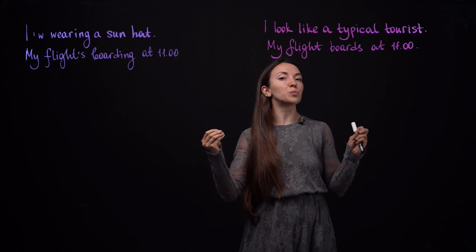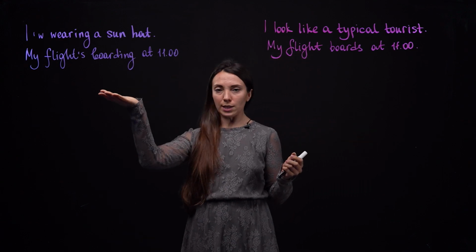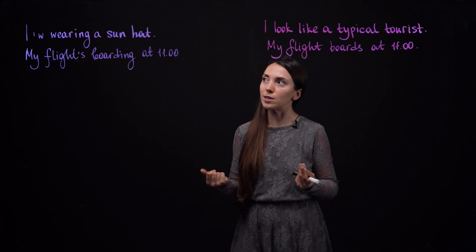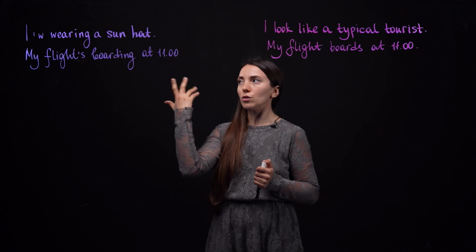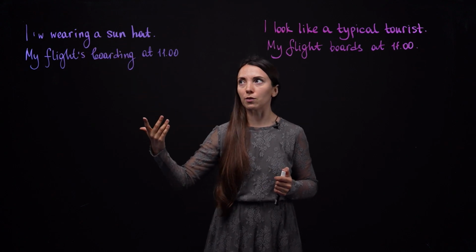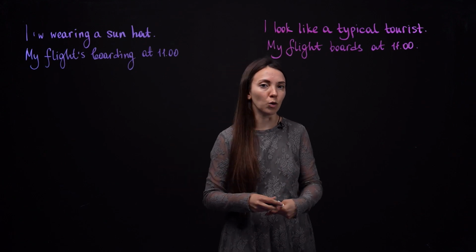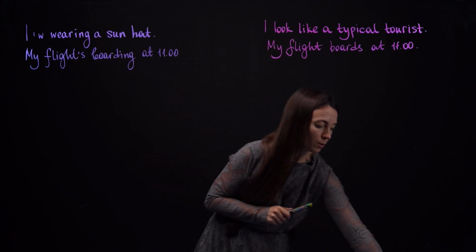Let's compare these two present tenses, the present continuous and the present simple, and take a look at the differences between them. Okay, you know that this sentence, I'm wearing a hat, means it is happening right now at the moment of speaking.